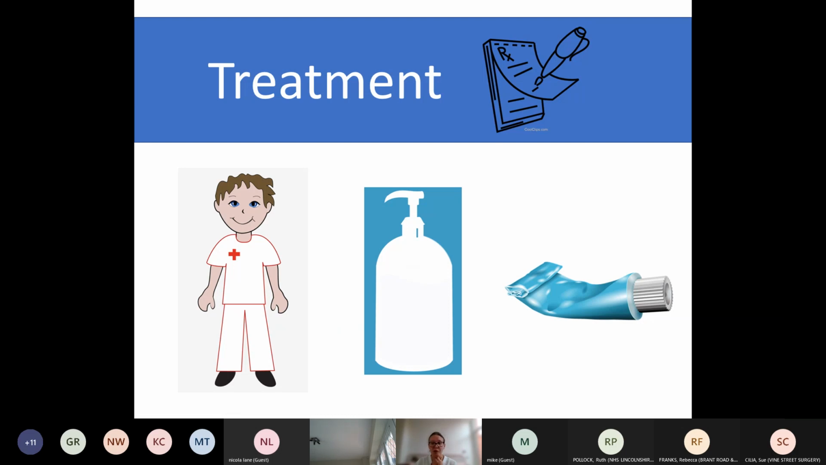So calcipotriol, which Rebecca put on the chat, is a really useful treatment in psoriasis. So that comes with a steroid in it, which would be called Dovobet, or on its own, just calcipotriol, which is Dovonex. And those are probably the most common treatment that we use in people, and they work really well. The combination one with the steroid tends to be what people use first, and it gets things under control.